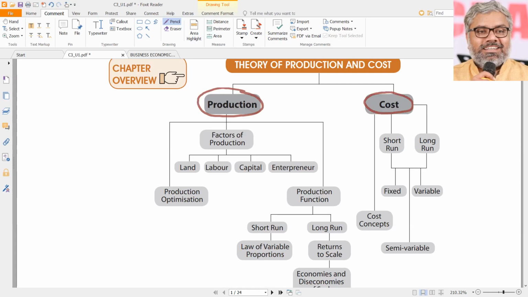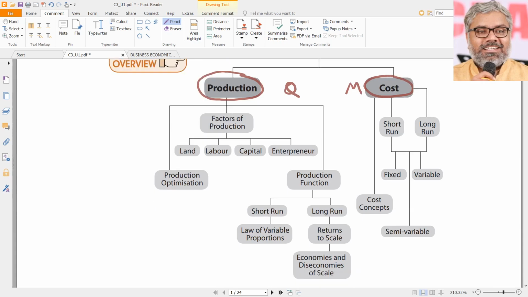But one point to be always kept in mind, because this is one of the important aspects throughout this chapter, both the units, we have to be very clear on what we are talking about. Whenever we talk about production, we are talking about quantities. Whenever we are talking about cost, we are talking about money. So please keep that in mind. When we talk about production, we are not talking about the cost impacts of that. Of course, the theory of production itself will have an impact on the theory of cost, no doubt about it. It is going to happen.